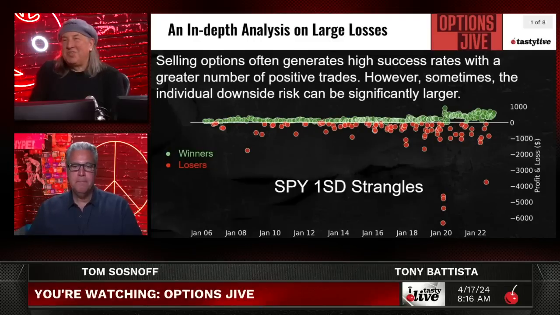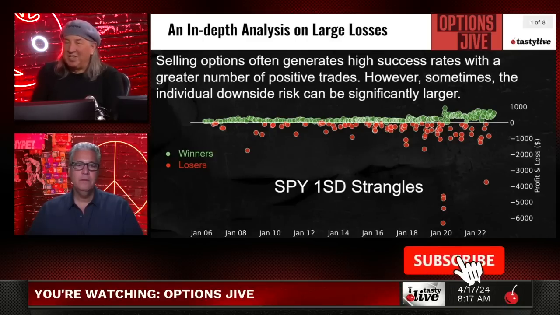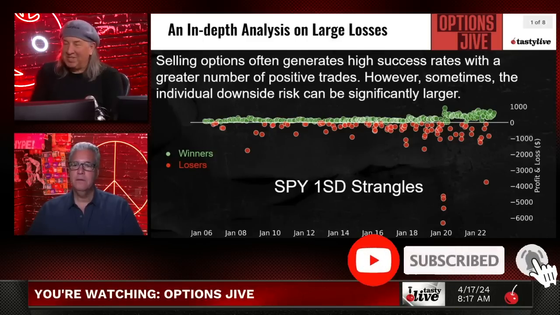So selling options often generates high success rates with a greater number of positive trades. However, sometimes the individual downside risk can be significantly larger than the upside winners. Do you know why that is? Because when you sell options, you have limited profitability with unlimited risk.